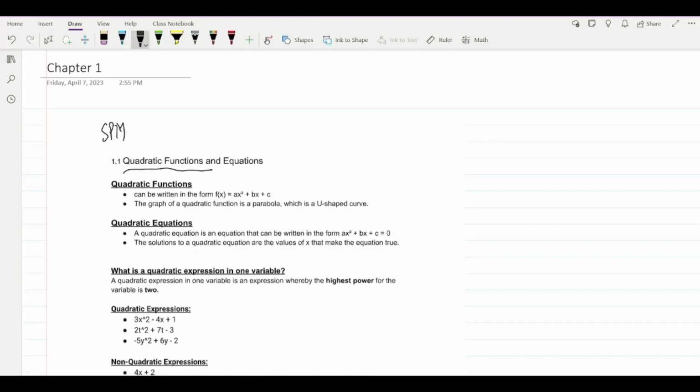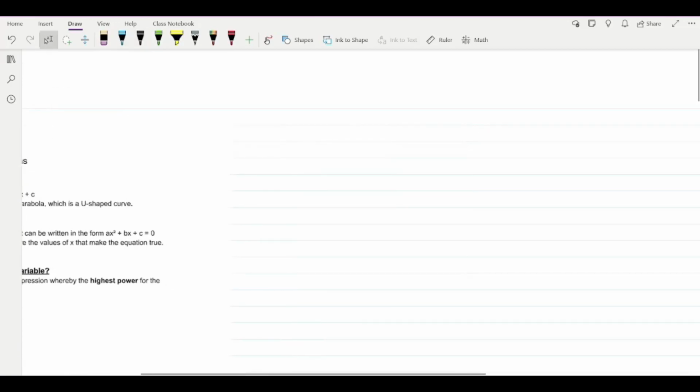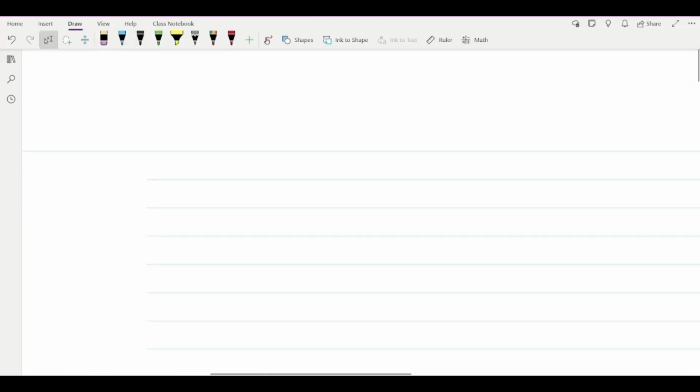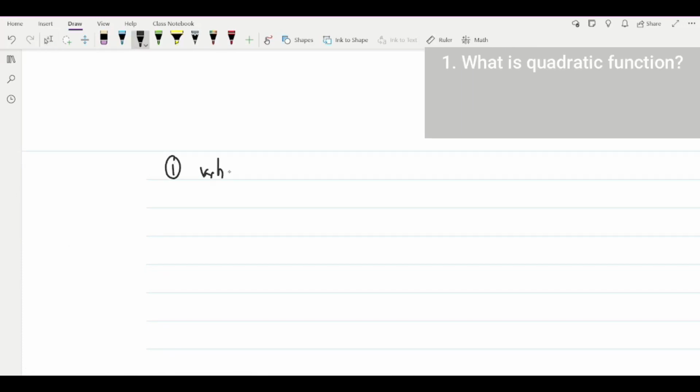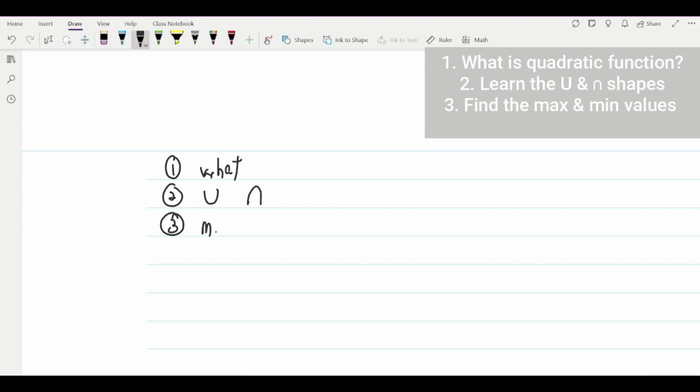in Quadratic Function. What we will learn in this chapter, in this video. The first, we will learn what is the quadratic function. The second one will be learn how to identify U-shape and N-shape. The third, we will learn how to find the maximum value and minimum value. And the fourth, we will sketch the graph.